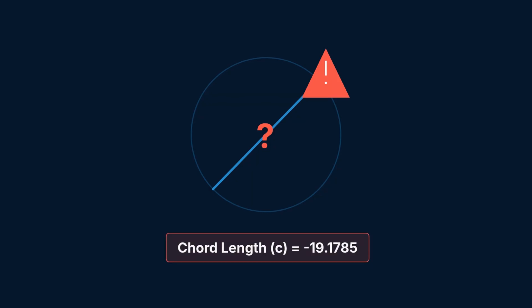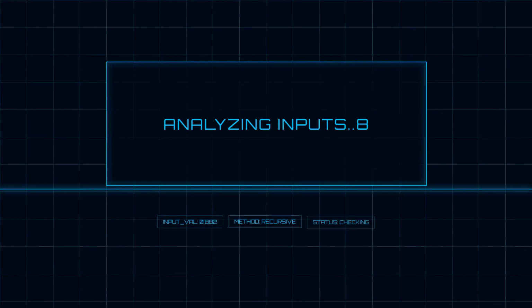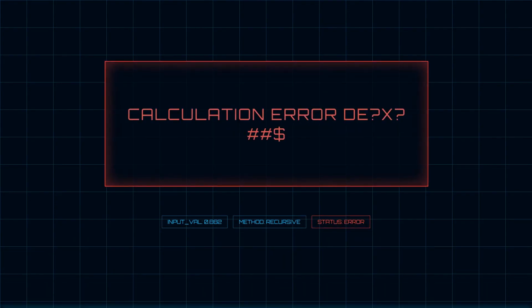Chord length, C, shows negative 19.1785, which appears to be an error since chord lengths cannot be negative. This suggests the calculator may have an issue with the current inputs or calculation method.